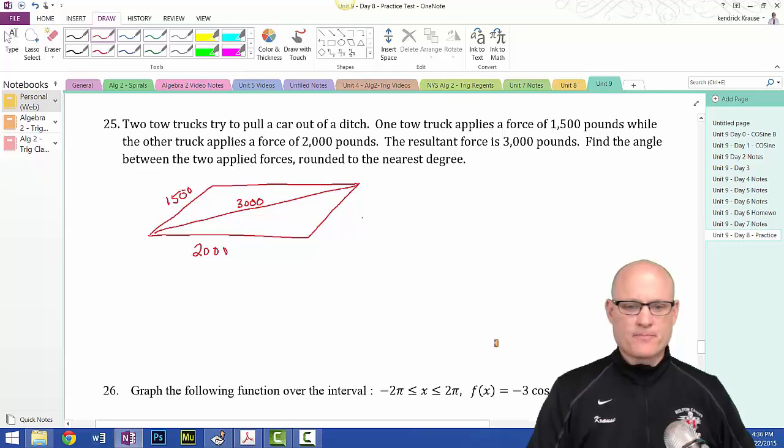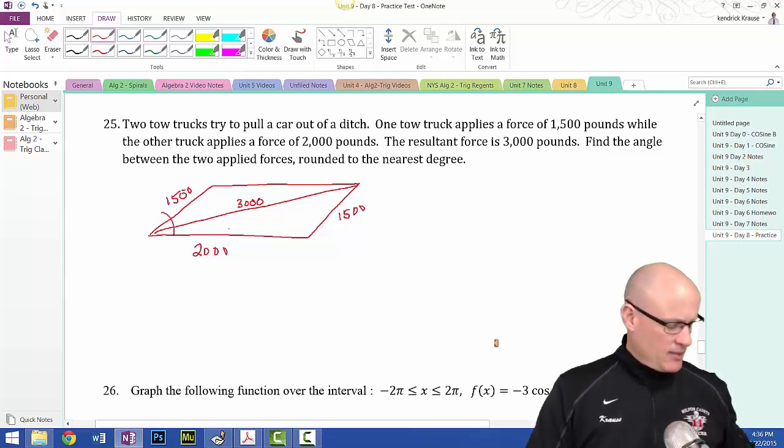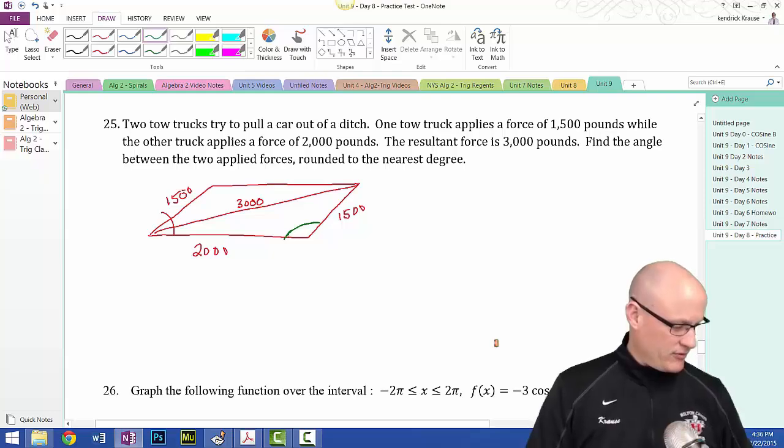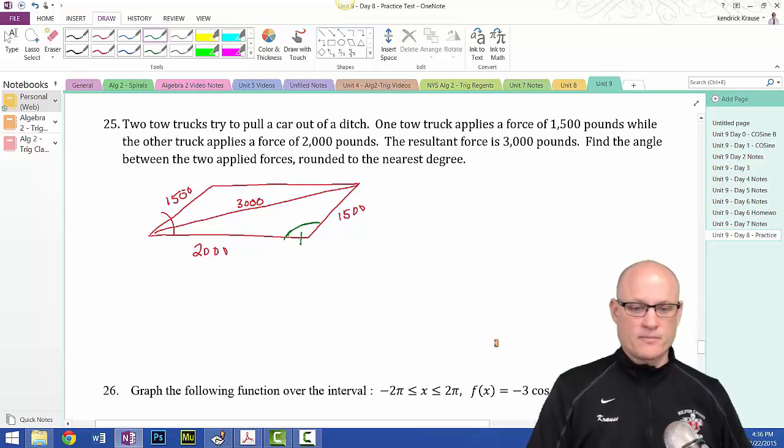So, what do I want to do? Well, this is 1,500. Let's start with that. And then what does the question say? Find the angle between the two applied forces. So really what they're looking for is this angle. If you've done the forces video, you'll find out that you don't find that when you actually find this angle right here. So I'll call this X and I'll call this X.